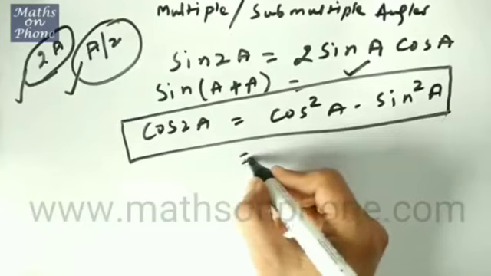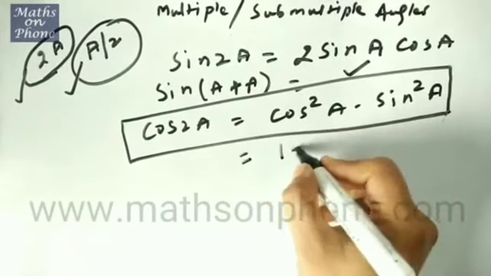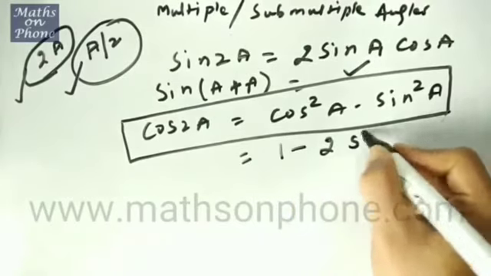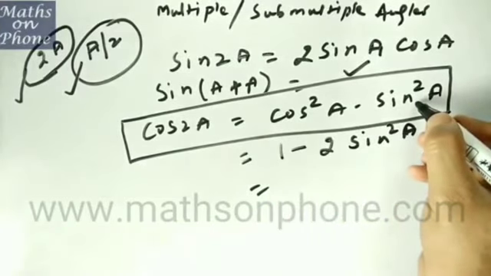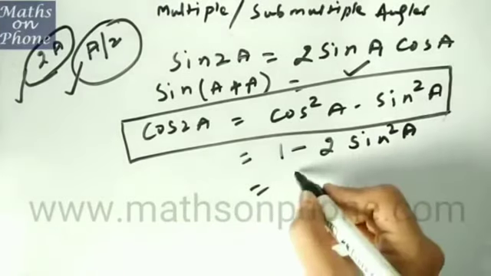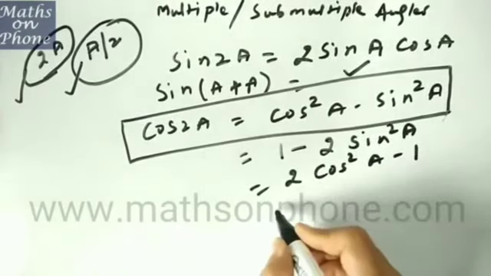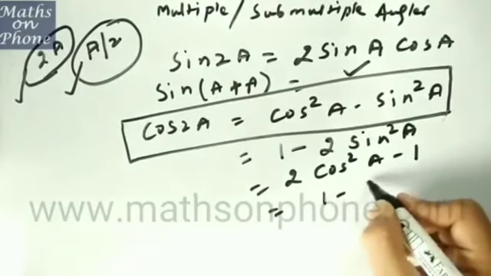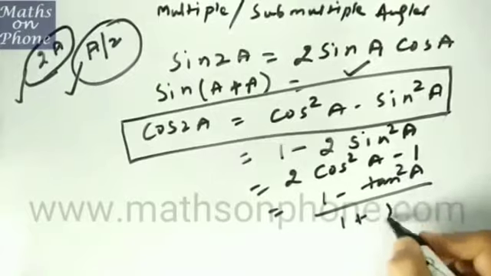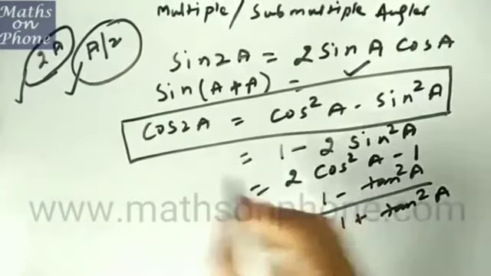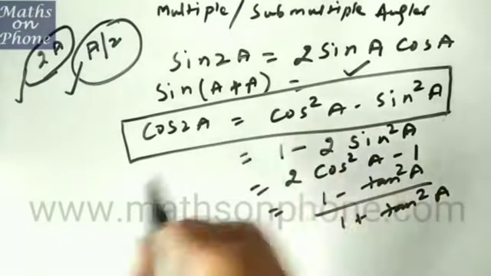This can further be written, as cos square A is 1 minus sine square A, so 1 minus 2 sine square A. If I write sine square A as 1 minus cos square A, this will be 2 cos square A minus 1. Further, this can be written as 1 minus tan square A by 1 plus tan square A. Why am I saying this is a very important formula? Just see how to make use of this formula.